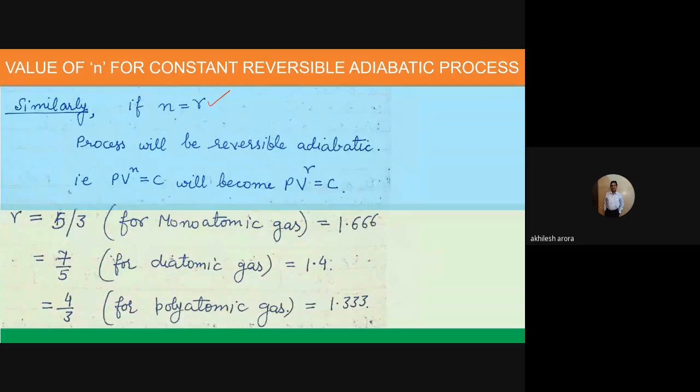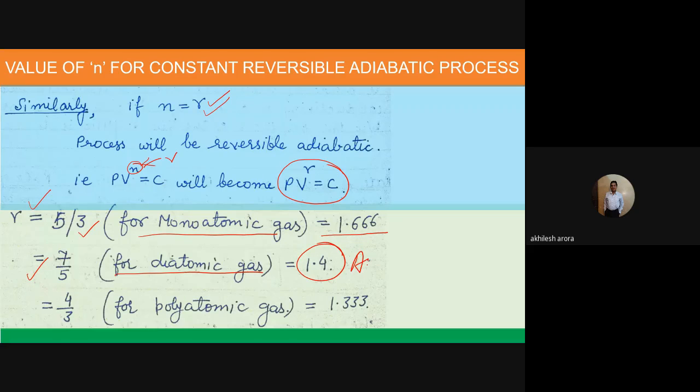Now if n is equal to minus gamma, then I have already told you that the process will become PV raised to power gamma is equal to constant. Instead of n, I am putting gamma. So you know that gamma is equal to 5 by 3 for a monoatomic gas, and the value is 1.666. If it is a diatomic gas, the value is 7 by 5, it is 1.4.